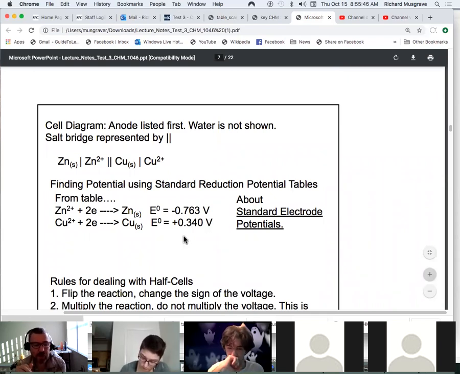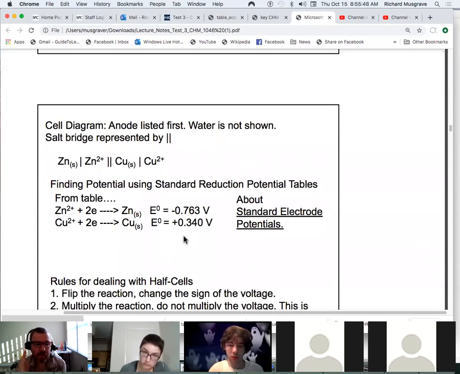I want you to understand that only ever one equation will ever match. I'll say that again. Only one equation will ever match. And it's always going to be easy to tell. Now, a couple of things you're not going to see in a cell diagram. You're not going to see electrons. You're not going to see water.